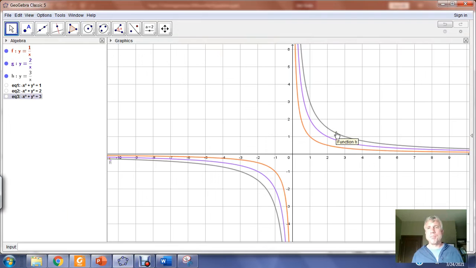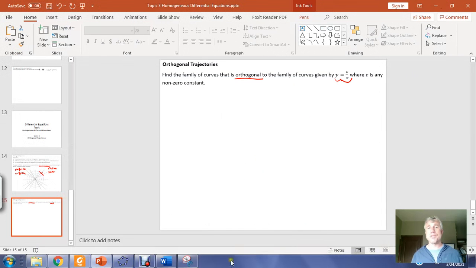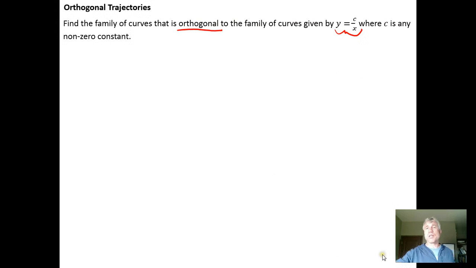And it has infinitely many members of the family, and what we want is to find another family of curves where any given member of that family is perpendicular or orthogonal to any member of the family y equals c over x. And what we'll do is calculate the slope of the lines that are tangent to the curves y equals c over x, and then we'll determine what the negative reciprocal of that is, and then we'll find the function family whose derivatives represent the negative reciprocal of this function family. So we need to find dy/dx.